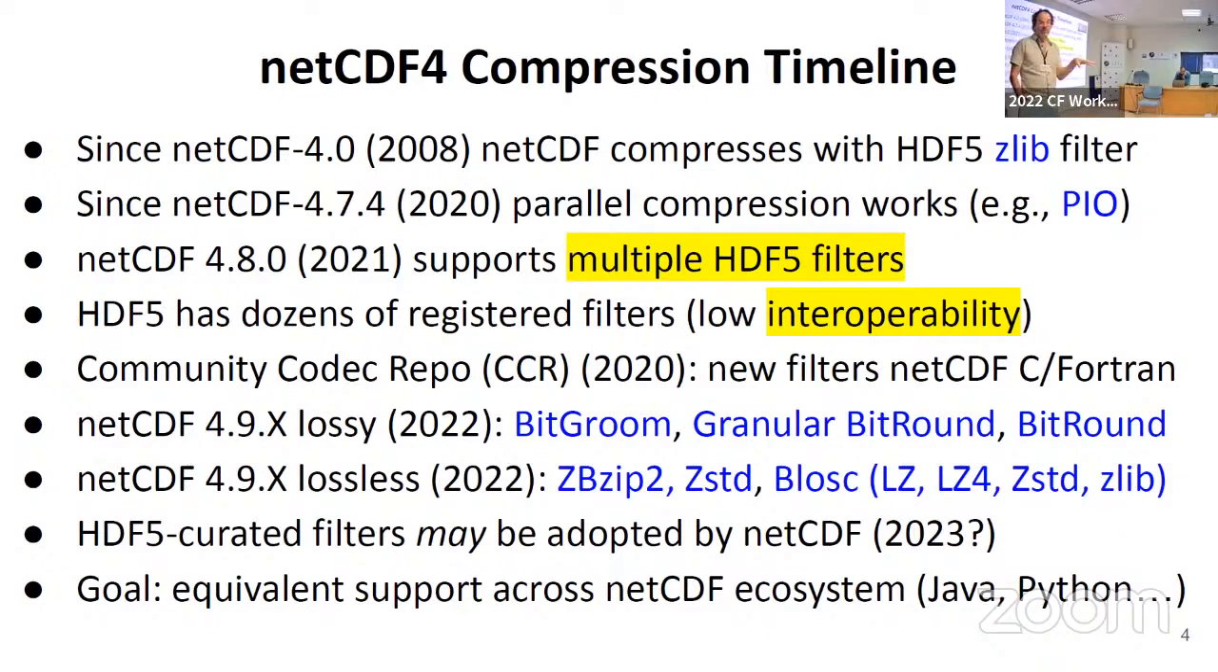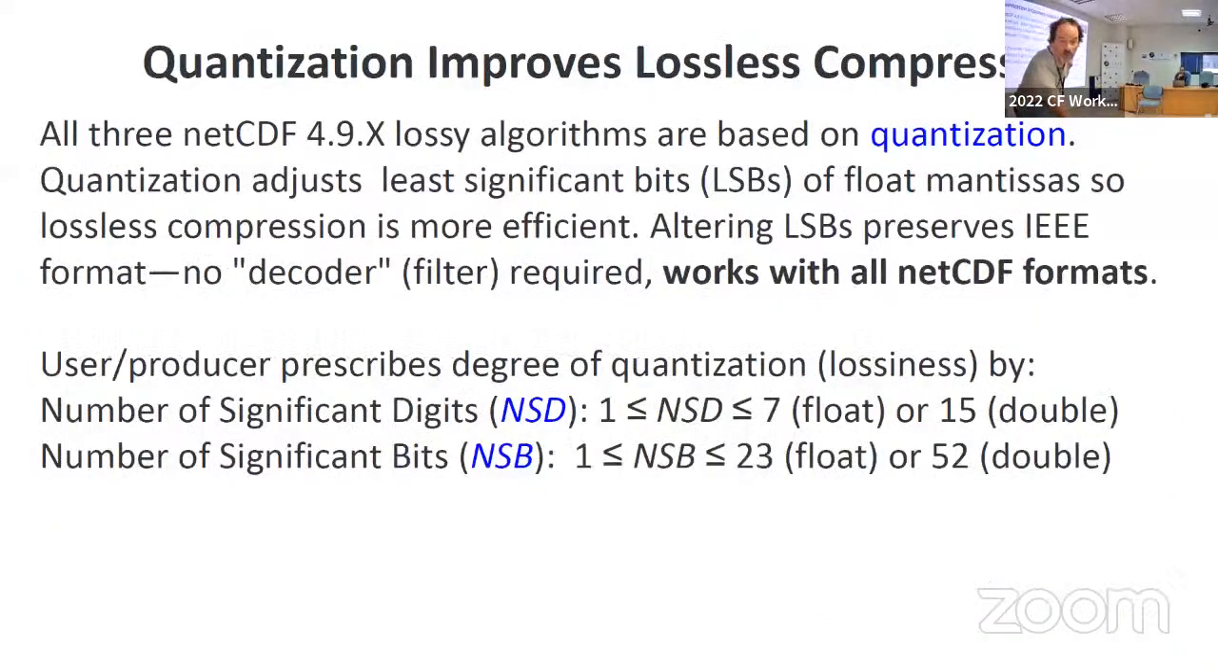And most recently, HDF5 decided it would start curating its own database of well-supported lossless codecs mainly, but they could be lossy as well, like ZFP. And the goal here is really to make this support netCDF-wide, and I think that's been done for C and Fortran and Python for sure. And then Ethan's talked about getting that implemented in Java.